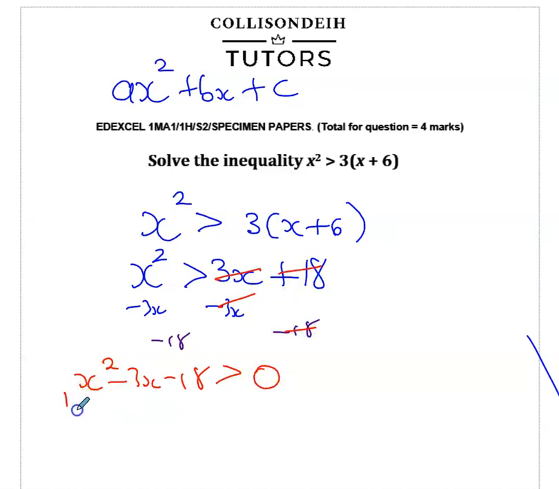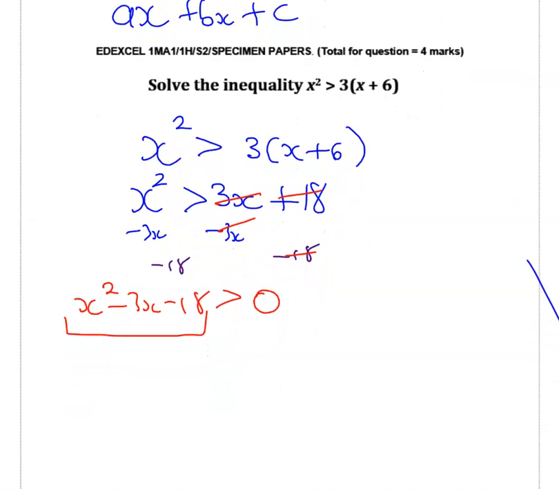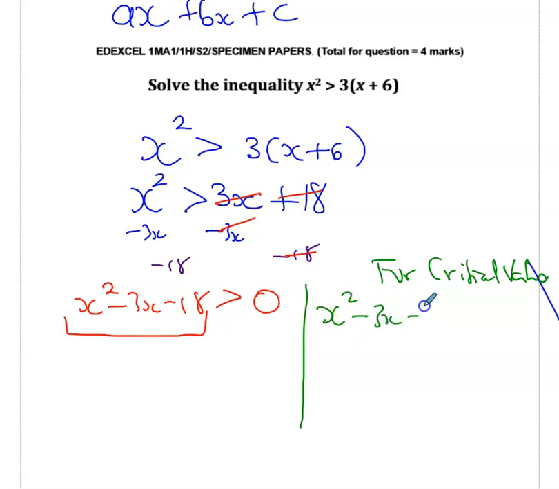Now, if you look at the left-hand side of it, we're going to try to solve this quadratic as if it was a quadratic equation in order to work out the critical values. Okay? So imagine that we had this quadratic equation. So we're looking for critical values. Okay, so we have x squared minus 3x minus 18 equal to 0.